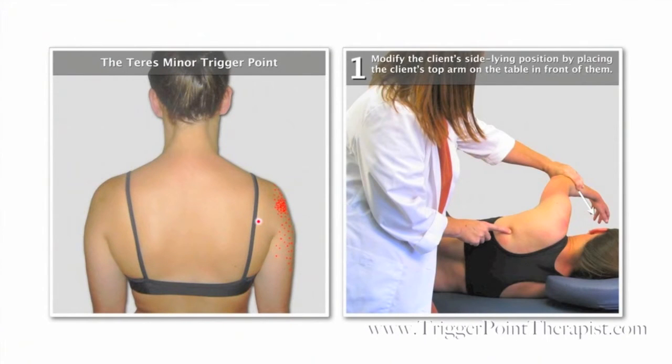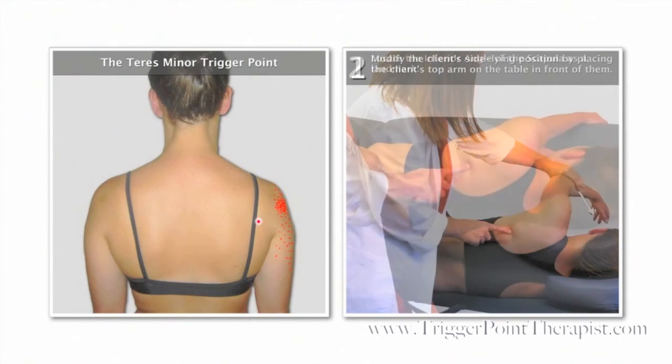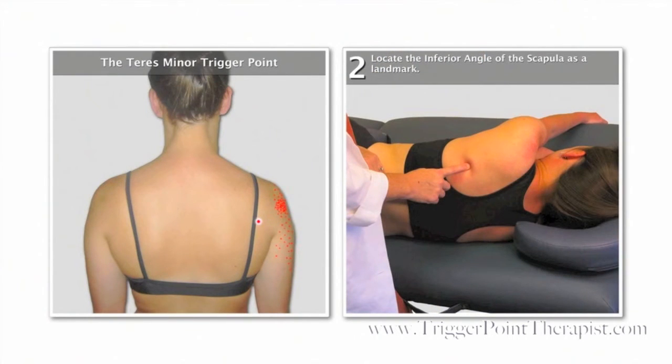To locate and release the teres minor trigger point, start by modifying the client's side lying position by placing their top arm on the table in front of them. Now locate the inferior angle of the scapula as your landmark for this trigger point.